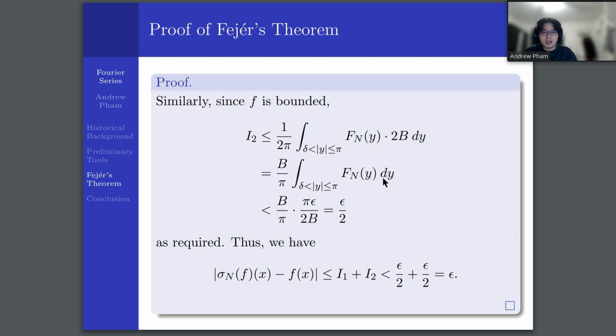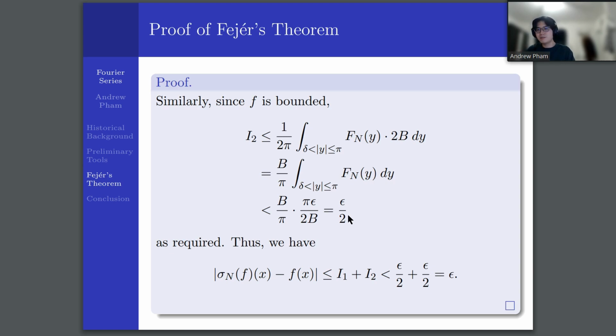But by the property of the tail ends, we know that the kernel will converge to 0 for large enough n, so we can say that the integral also goes to 0 and gets closer and closer to 0 arbitrarily, or is less than some pi epsilon over 2b. And simplifying this out, we'll get our desired epsilon over 2.